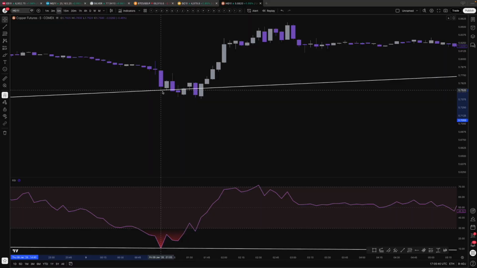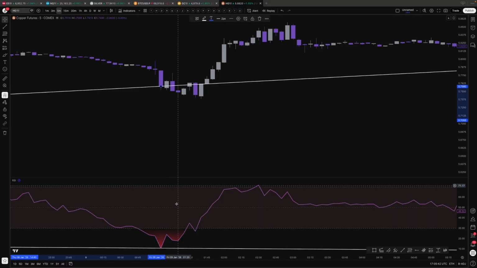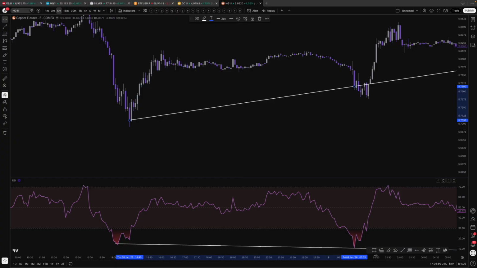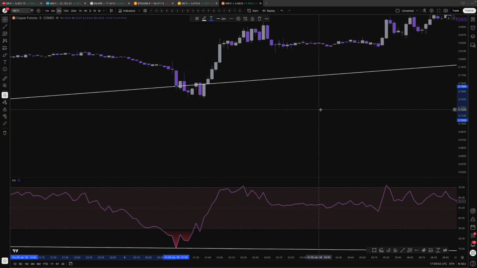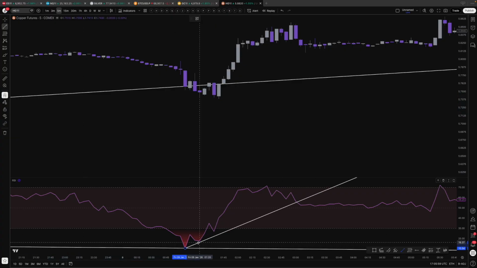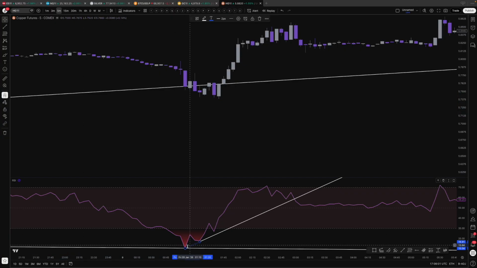All right, so I'm just going to match this up to the low here of the RSI. And then price keeps coming down. And now we have a wide hidden bullish divergence with a narrow bullish divergence. All right, so now our RSI is putting in a higher high, and price is still putting in these lower lows.